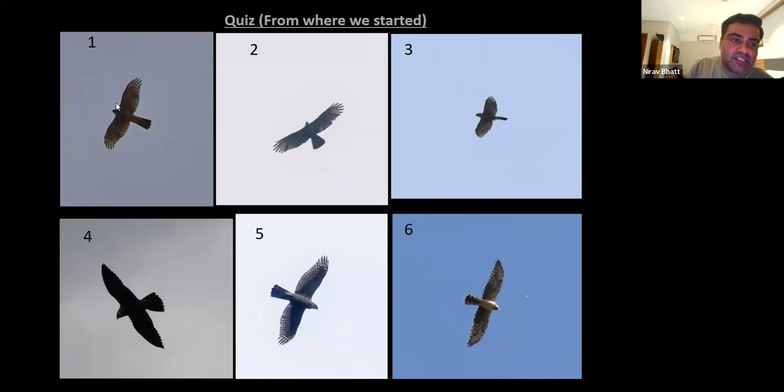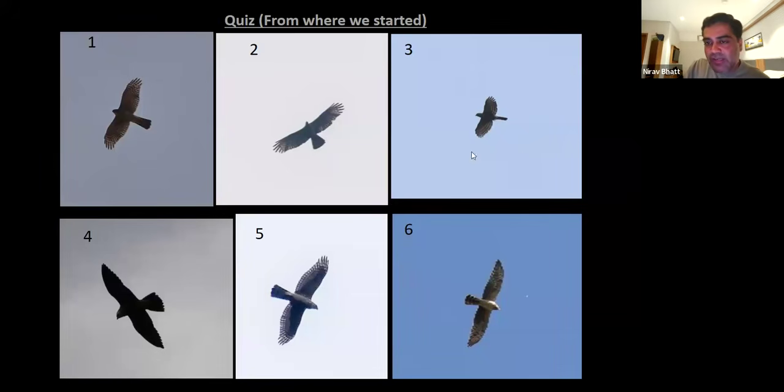Why? Because even though these details are not seen, based on the structure there are 1, 2, 3, 4, 5, 6 outer primaries. The first one is sitting inside here. Second, square tail. Third, longer wings in comparison to Shikra. And a very small head projection and very small beak. So this is a typical flight structure of a Eurasian Sparrowhawk. This is what we see most commonly.